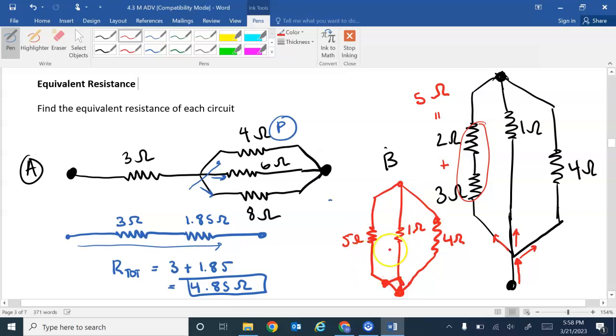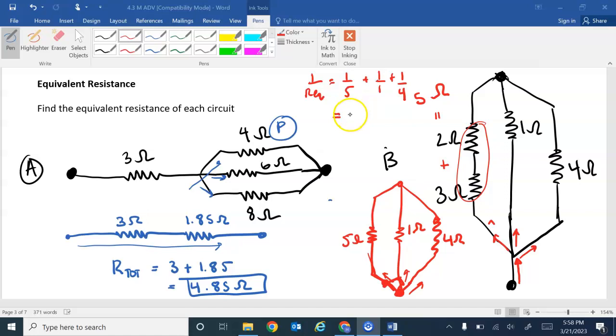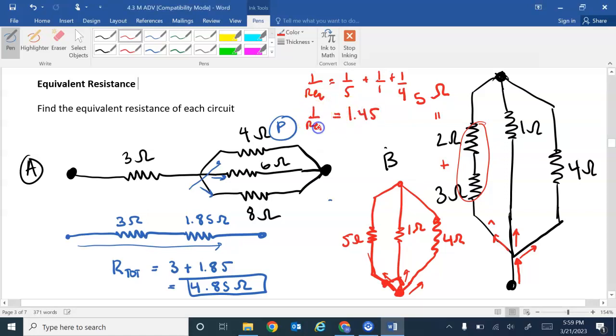Okay, so now if we look at the circuit for B, there's just one resistor in each pathway, and the current just splits at the beginning. So this is just a parallel circuit, and we can use the rules for a parallel circuit to find the total resistance. So I'll do that up here. 1 over R equivalent is going to be 1 over 5 plus 1 over 1 plus 1 over 4. When I plug that into my calculator, I get 1.45 as 1 over R equivalent. Then I can do 1 divided by 1.45, and I get 0.69 ohms as the resistance.